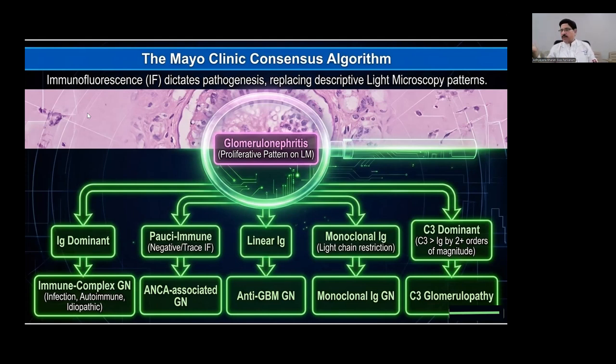And monoclonal gamma. What is monoclonal? In gamma globulins, how many types are there? There are different types of gamma globulins. If only one particular type of chain is affected, it is called monoclonal gamma. So monoclonal gammopathy, immunoglobulin glomerulonephritis. And finally, the C3 dominant type, complement 3 dominant type, where C3 is 2 times more than the other immunoglobulins. That is called C3 glomerulopathy.